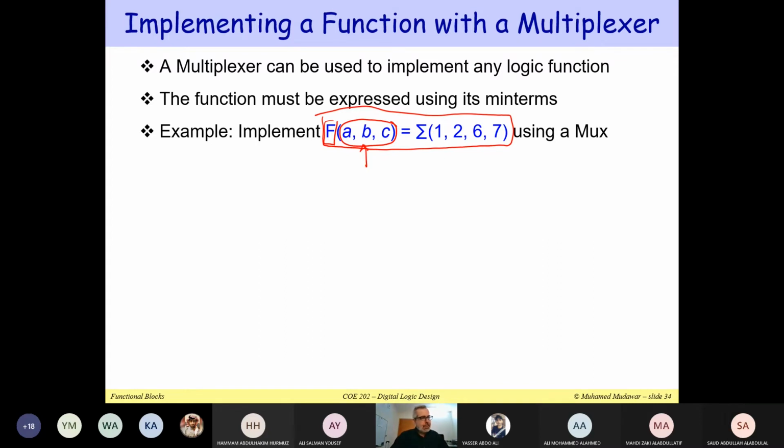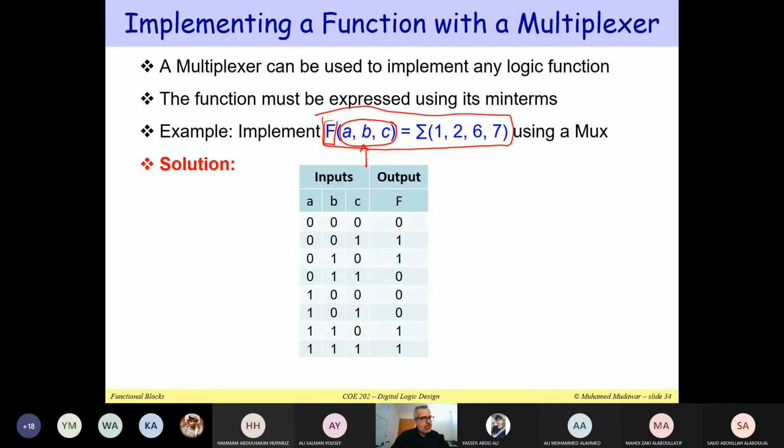Well, I can draw the truth table. I'm trying to help you. This is the truth table of the function. So the truth table will have 8 entries. These are my inputs, A, B, C. And this is my output function, F. Notice that these are the minterms. This is 1, this is 2, this is 6, and 7. So this is given to us. So we have the truth table.